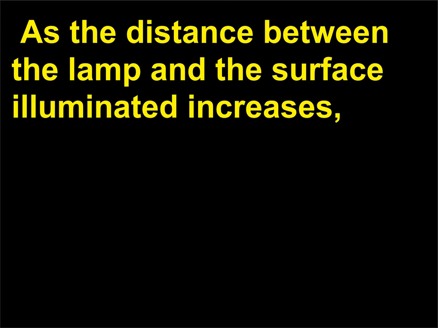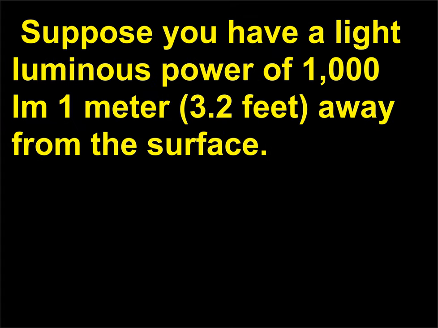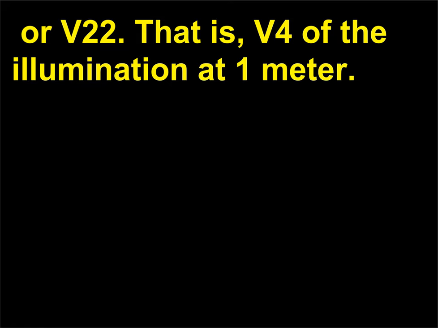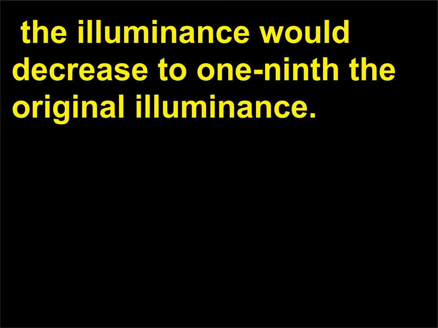As the distance between the lamp and the surface illuminated increases, the illuminance provided by the lamp decreases according to the inverse square law. Suppose you have a light with luminous power of 1000 lm 1 meter, 3.2 feet, away from the surface. If you now move the lamp to 2 meters, 6.5 feet, away, the illuminance would be 1000 lm divided by the distance squared, or 1/2². That is, 1/4 of the illumination at 1 meter. If you move the lamp to 3 meters, 9.8 feet, away, the illuminance would decrease to 1/9 the original illuminance.